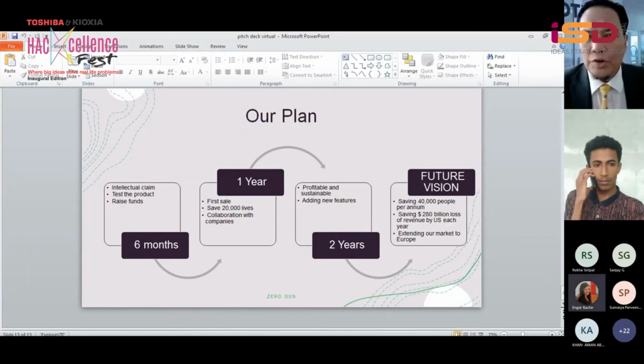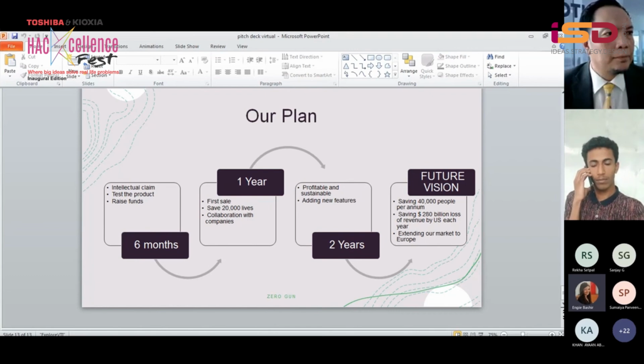Thank you, Rika. Any more questions? Yeah, Abdul Karim, you stated that the purpose at the beginning is to save lives, right? So yes, you're providing smart guns for people to use, and then what about the existing guns? The problem still exists.